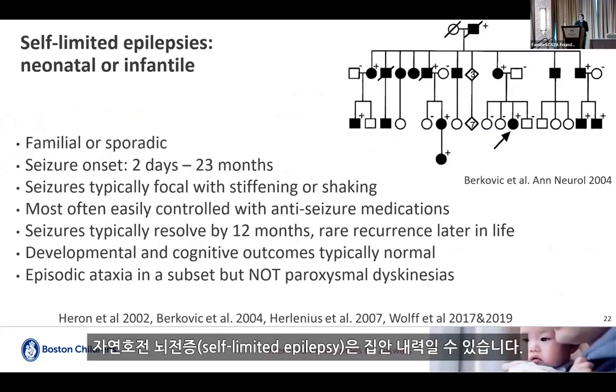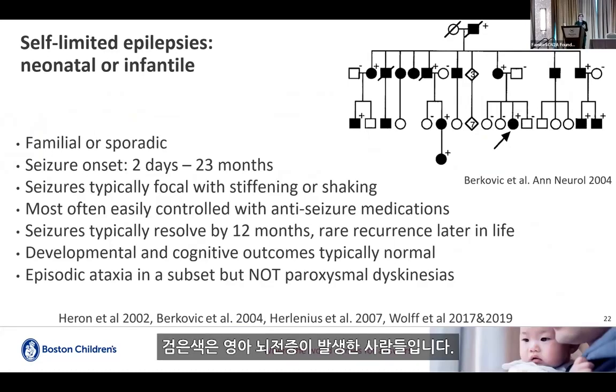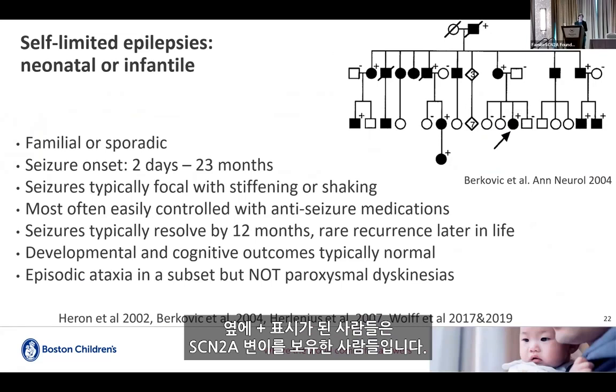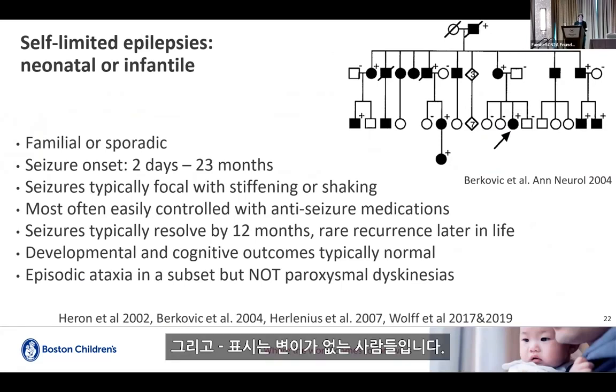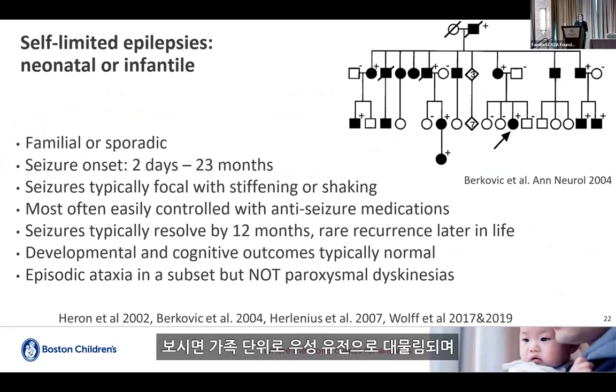So with the self-limited epilepsies, they can run in families. So I showed a pedigree there. The individuals in black are affected. They have infantile seizures, and the individuals in white are unaffected. Plus means that they carry the variant in SCN2A, and minus means they don't. If there's no plus or minus, then they weren't tested. So you can see that it's tracking in families in a dominant manner, about a 50% chance of inheriting the variant. And if you have the variant, you tend to be affected.